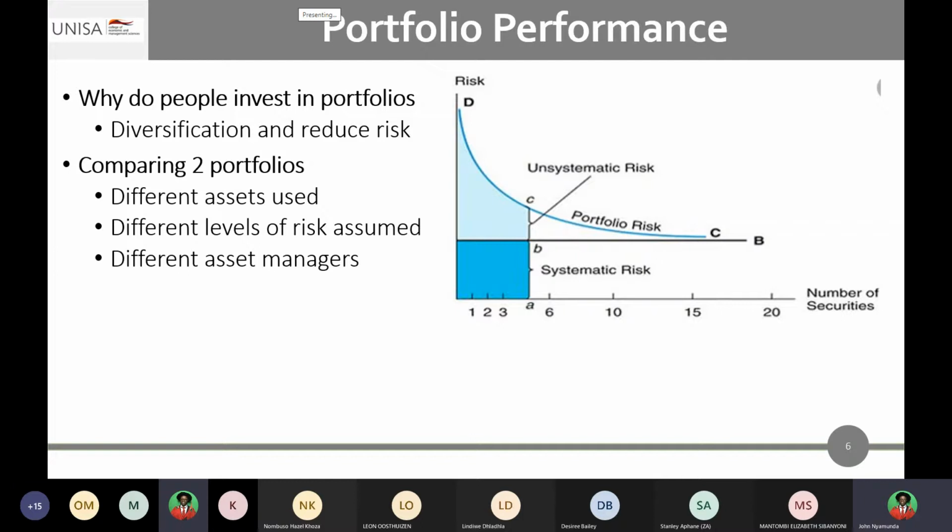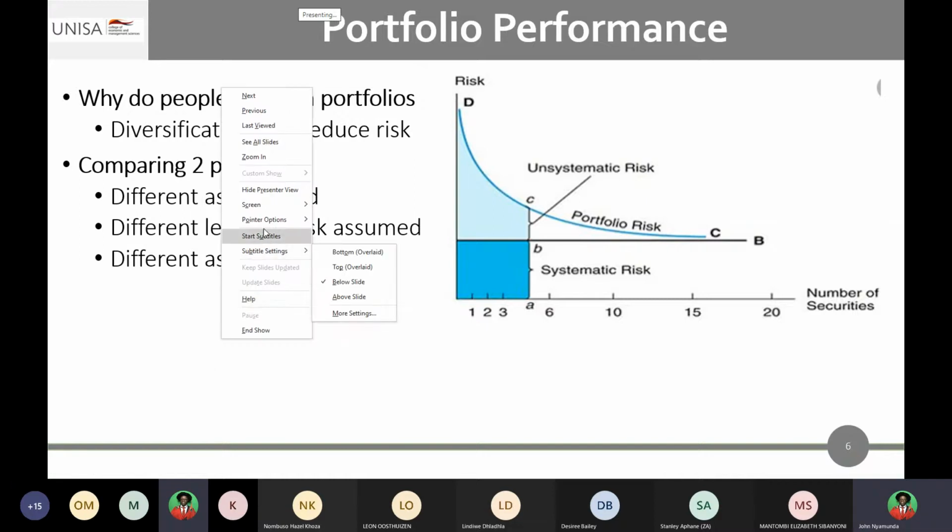Some of you are also members of provident funds. All those investments are unitized. So you are invested in different kinds of portfolios, unitized portfolios. Why do we do that? In order to minimize risk.